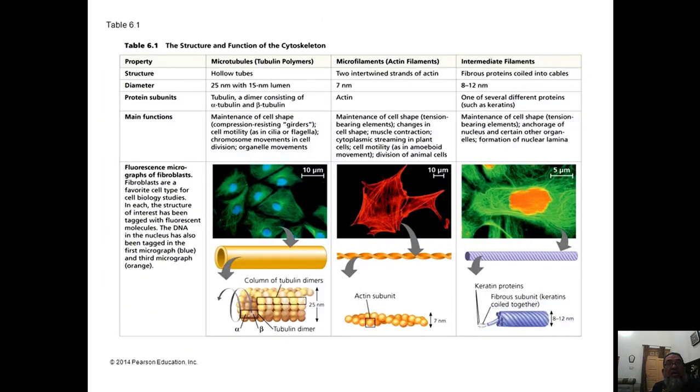Now this is for academic interest, the examples as well as the dimensions as well as the main function of all three components of the cytoskeleton. You should memorize this again.